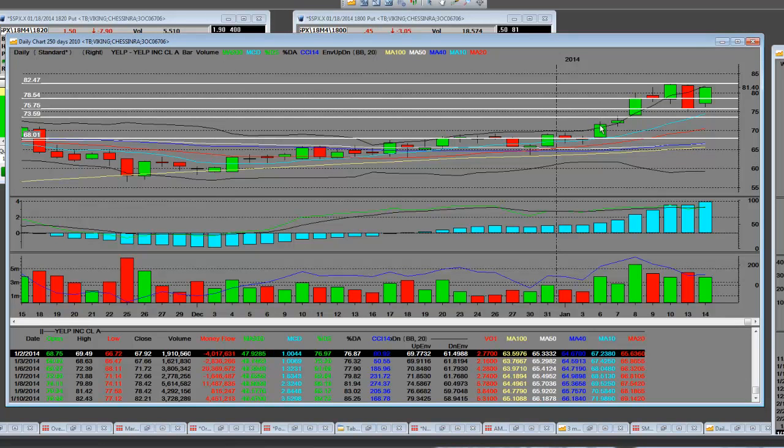So, 1, 2, 3, 4, 5 days straight up. This was the best move that Yelp has made since it's been a publicly traded company in a short time breakout. In our view, you had the 10-day rising above the 20-day simple moving averages and whatnot.